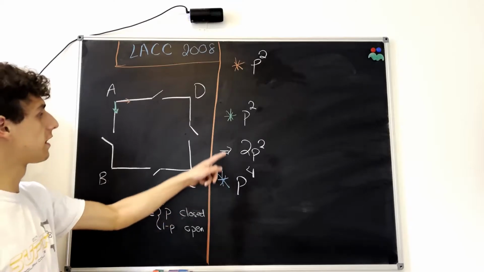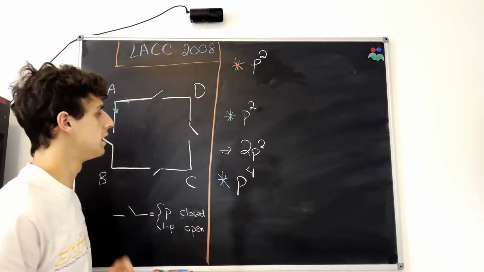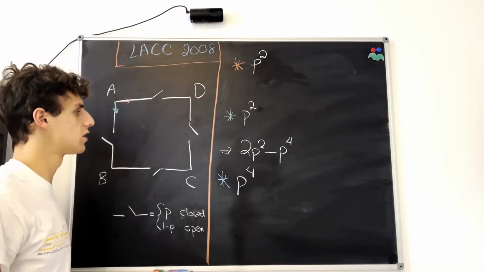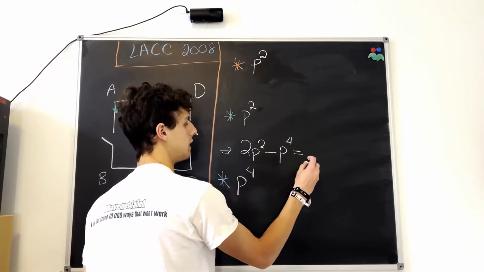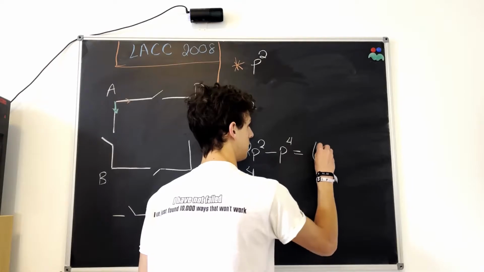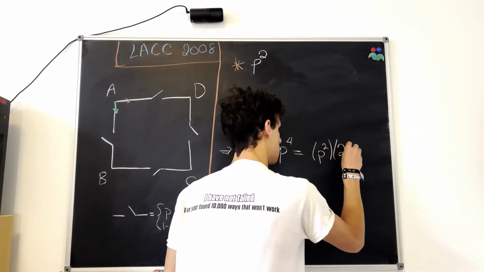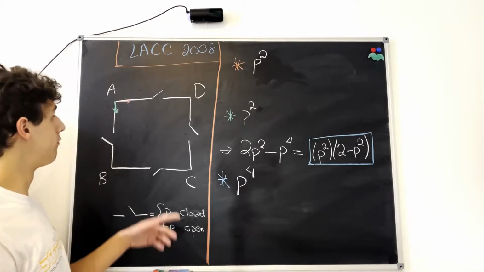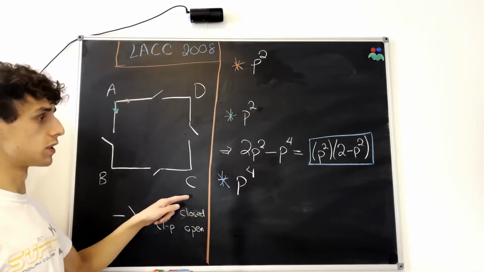And so we need to subtract this P to the fourth from these 2P squared. We need to take out the overcounting that we did from this orange star and this green star. But then we can simplify this really nicely and say that we have P squared times (2 minus P squared), like that, as our final probability for getting from vertex A to vertex C.